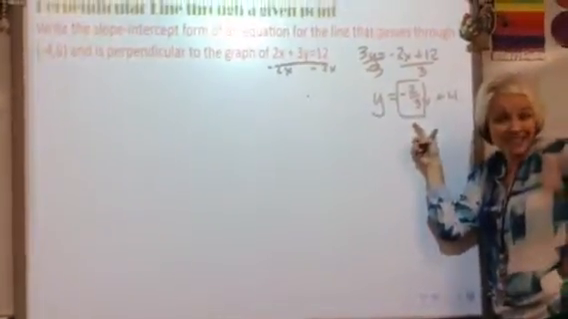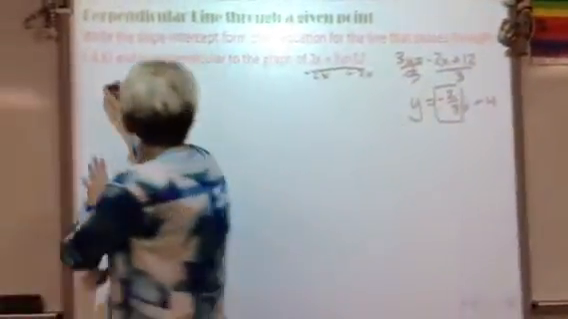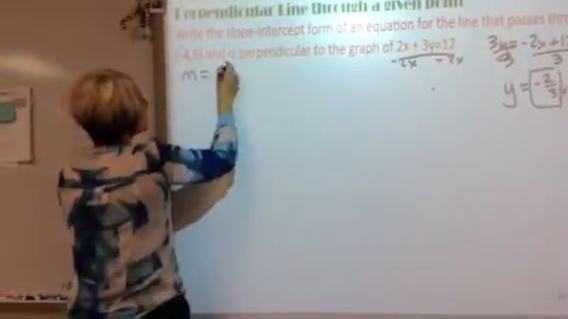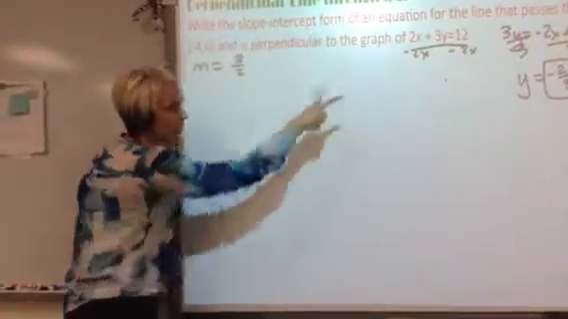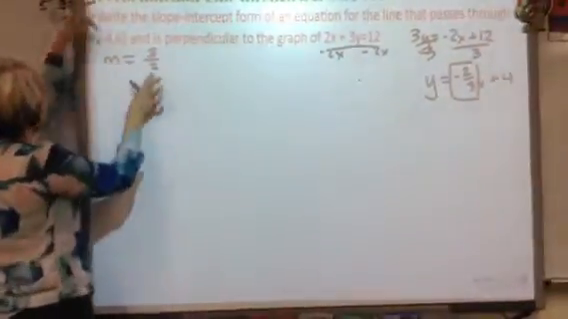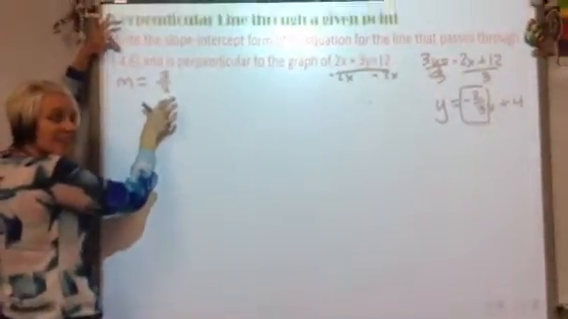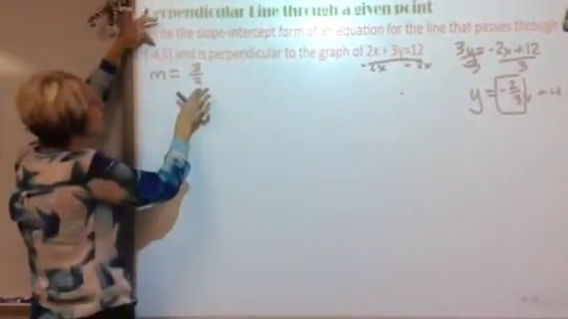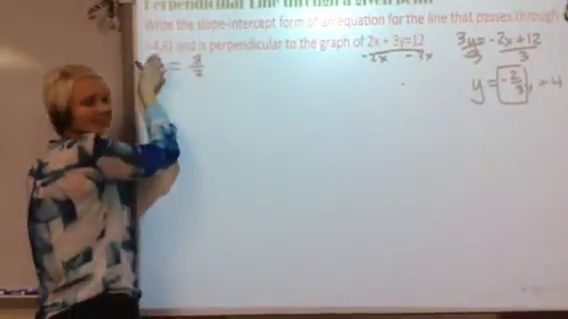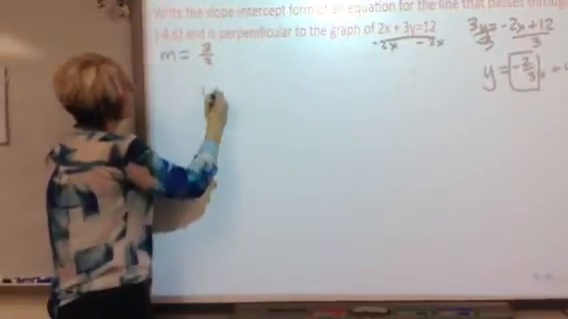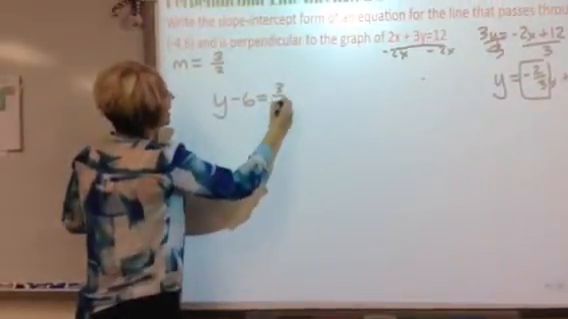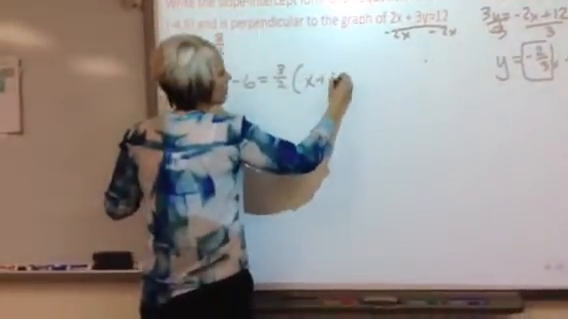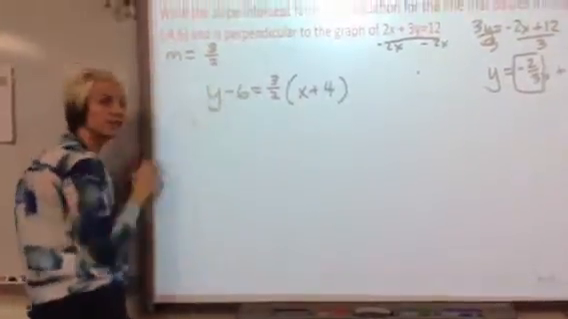The opposite reciprocal would be m = positive 3/2, right? Opposite reciprocal. So I'm going to do the same thing that I did in that first example. I am going to use point-slope form because I have a point and a slope. So it's y - 6 = 3/2(x + 4). I just used point-slope form.